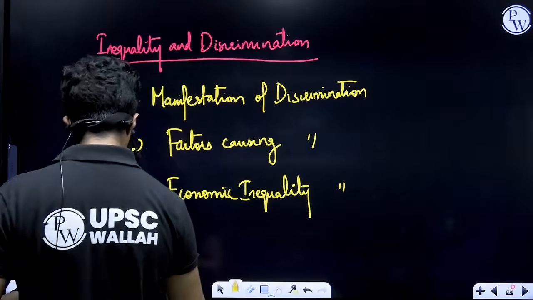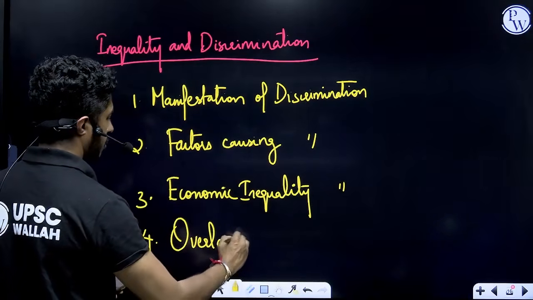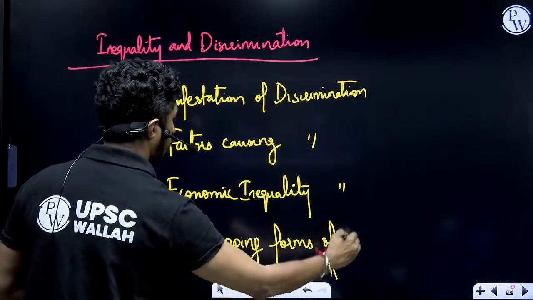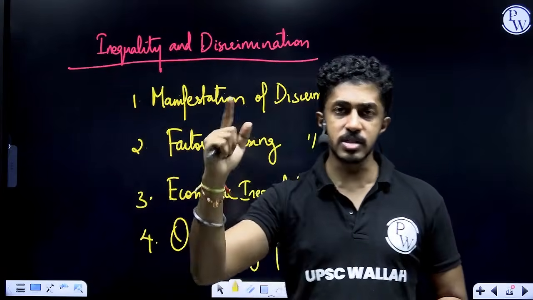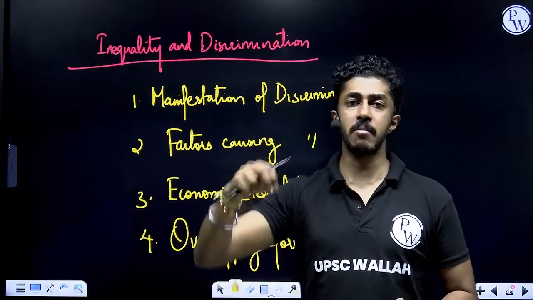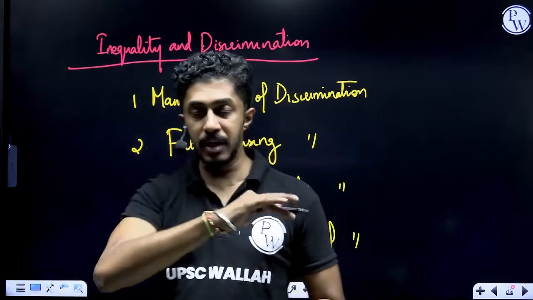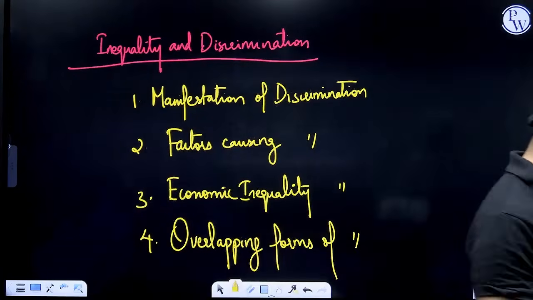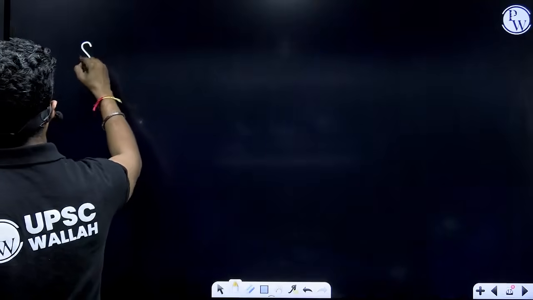Last point, overlapping forms of discrimination. Overlapping forms means the one who is poor, the one who is having very less power, the one who is also from a lower caste or from a minority community, you are ill-treating them. Multiple levels, they are getting affected. Clear?